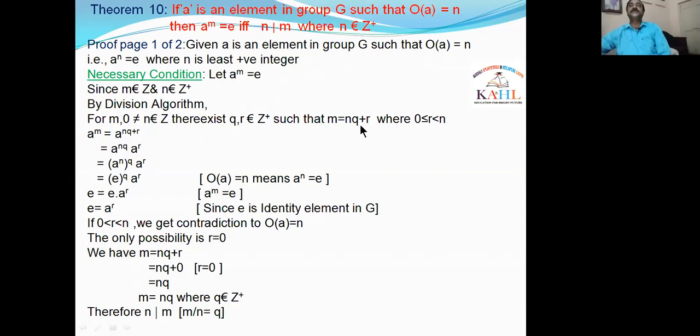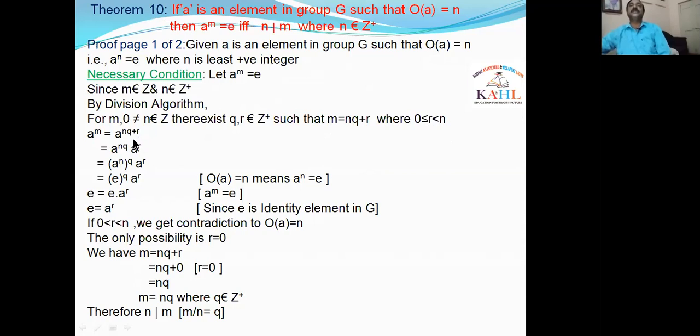Now we have m is equal to nq plus r. I am taking these two on the a power. a power m is equal to a power nq plus r. Here we observe that a power nq plus r can be divided into two parts, since a power m plus n is equal to a power m into a power n.